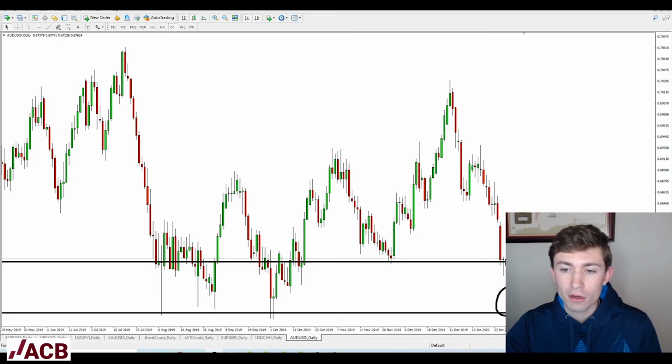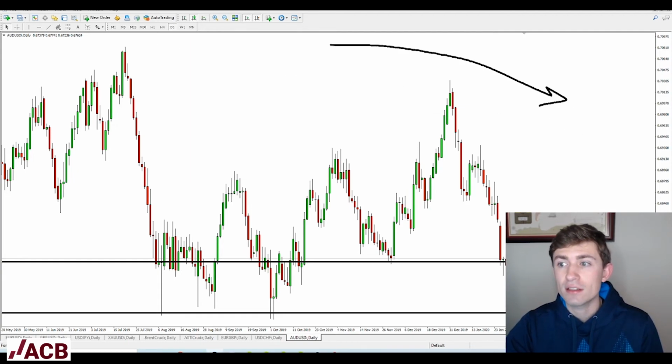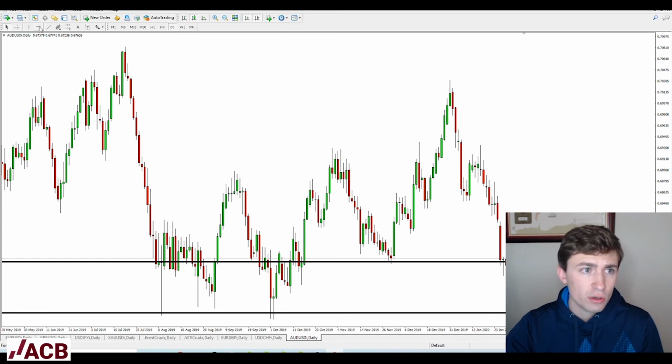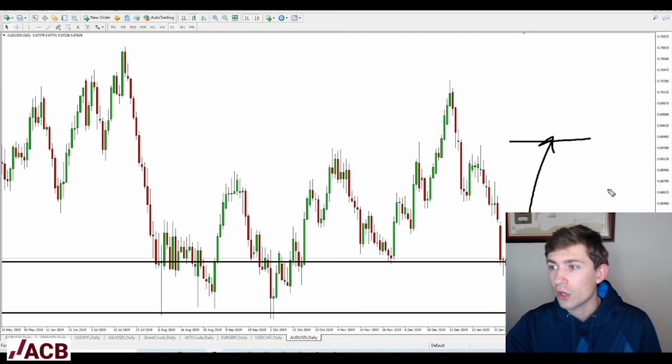I think that it's looking very bullish for the short term, but that the long-term trend still remains to the downside. So I would be careful looking to get overly bullish on this pair personally. So if we do make a rally, if we do make a move to the upside, then we'll see if we can make a move maybe up to a level like this here on Aussie dollar.